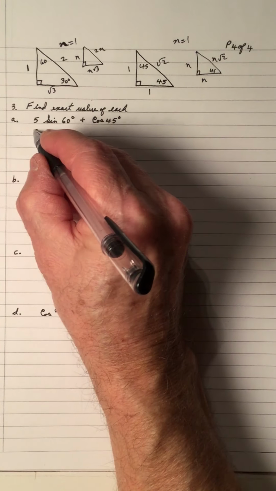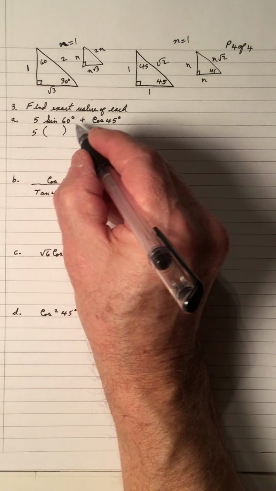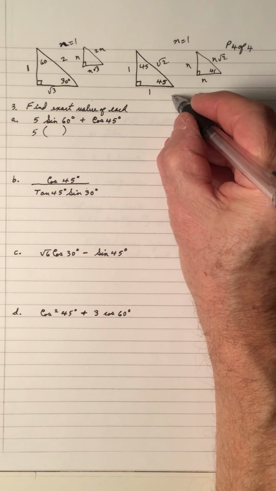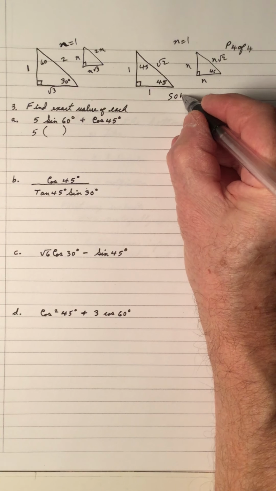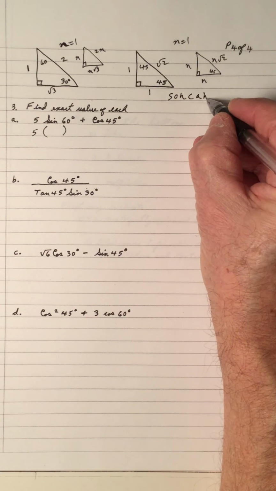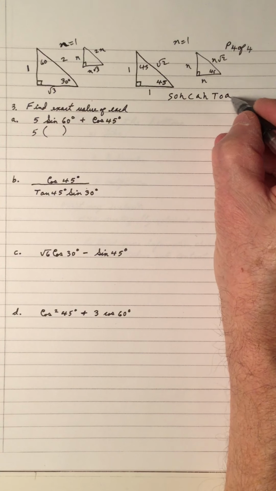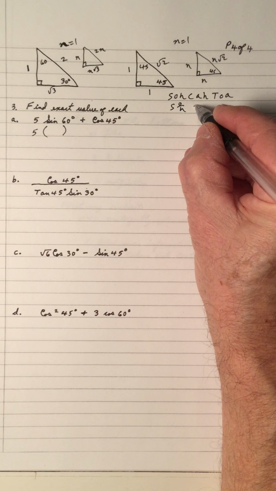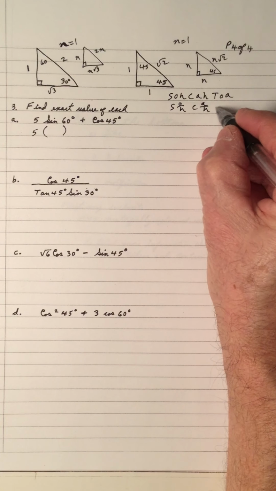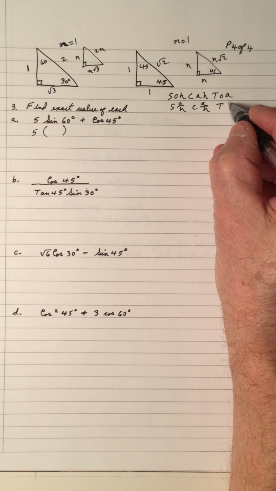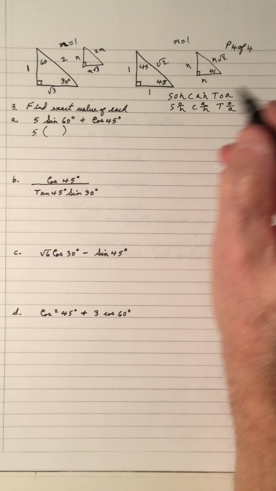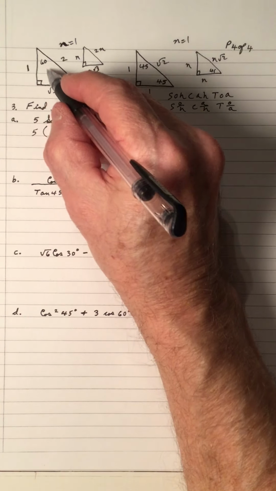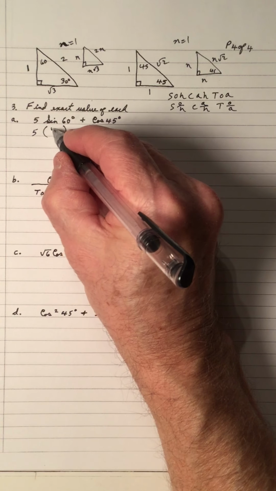Find the exact values. 5. The sine of 60. Here's 60. We got to use SOHCAHTOA now. S-O-H-C-A-H-T-O-A. And that reads, sine is opposite over hypotenuse, cos is adjacent over hypotenuse, tan is opposite over adjacent. So sine of 60, sine is opposite over hypotenuse, which is root 3 over 2.